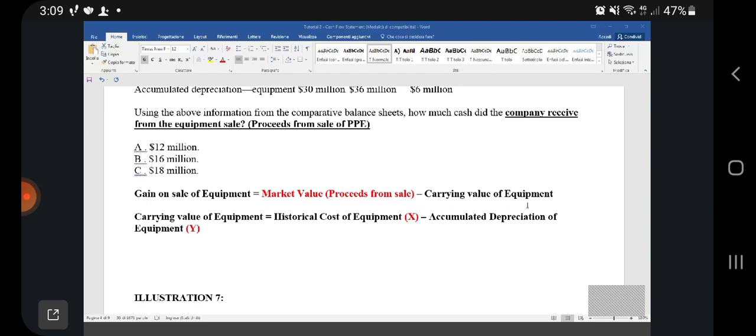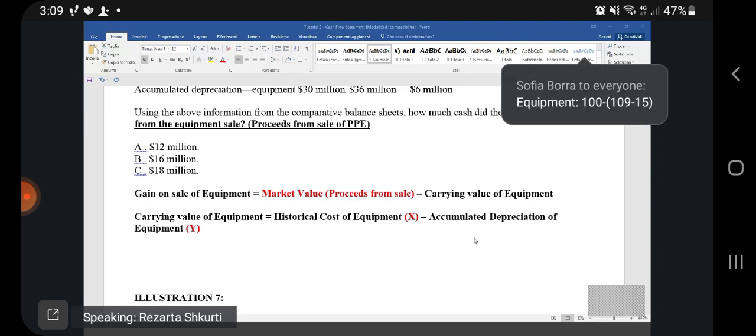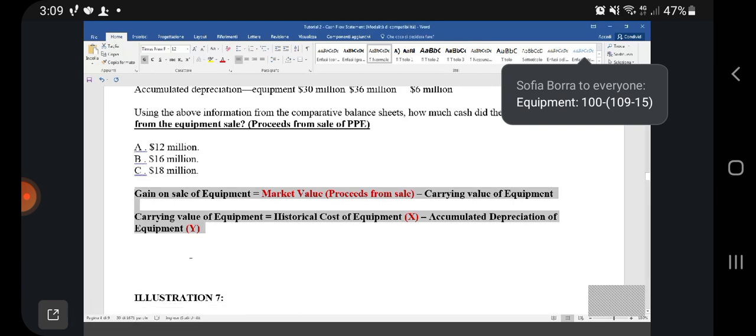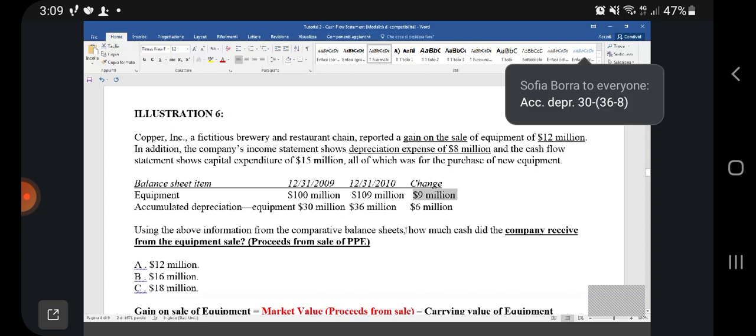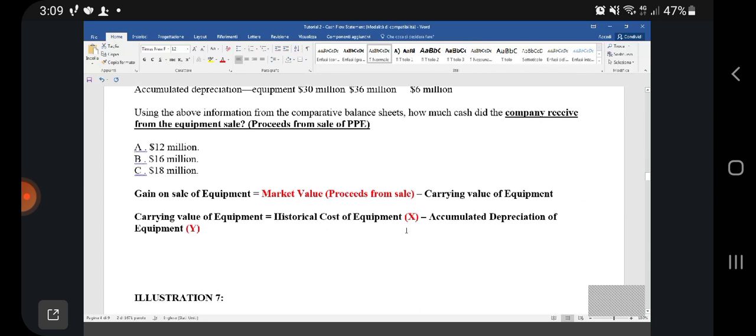Maybe you know a simpler way than me to present the solution, something that your friends can understand better than my solution. 15 minus 9 million. 15 minus 9, why? Because 15 is the capital expenditure and we have the change of the equipment is 9, so we have the difference. Okay, good. Now we have what is being explained by Sophia, thank you.